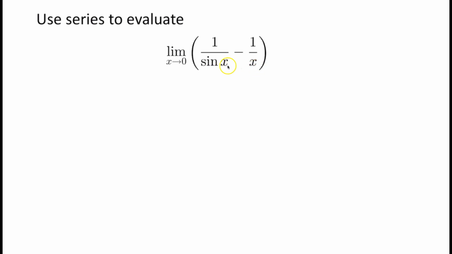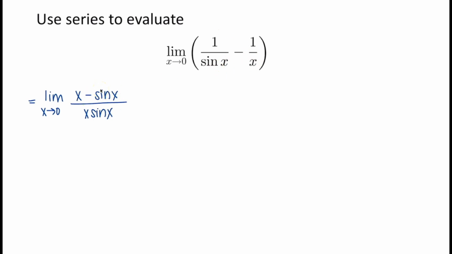To get started though, we're going to need to write this as a single quotient. So I'm going to need common denominators here. So basically we're going to turn this into the limit as x approaches 0 of x minus sine x all over x times sine x. All right, so common denominators, like cross multiplying.